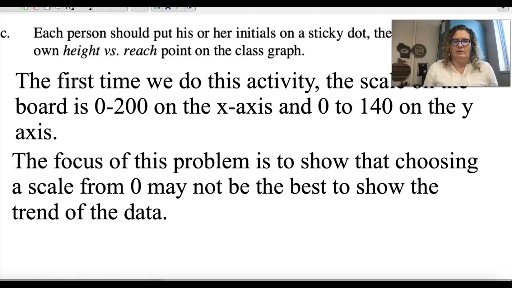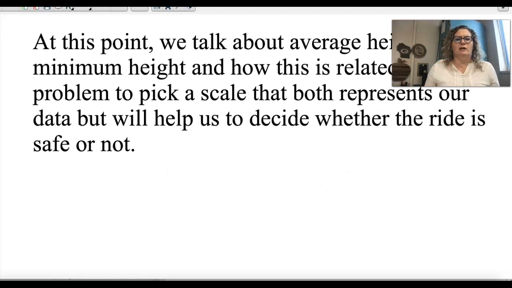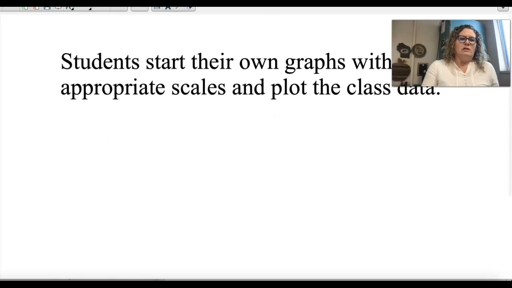Then we go to, first of all, plotting this on a scale that might not necessarily be the right one, but we want to see where's the important information. The focus of this problem is to choose a scale that might not start from 0, but best shows the trend of the data. At this point, we talk about average height and how this is related to picking a scale and representing our data, but helps us determine whether the ride is safe or not.